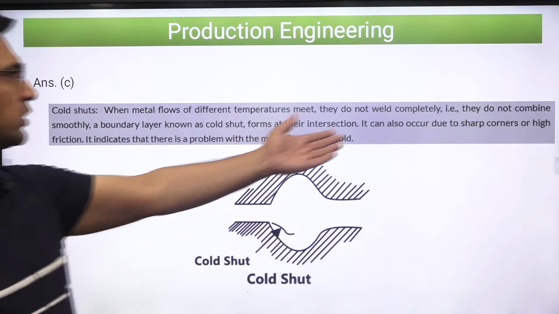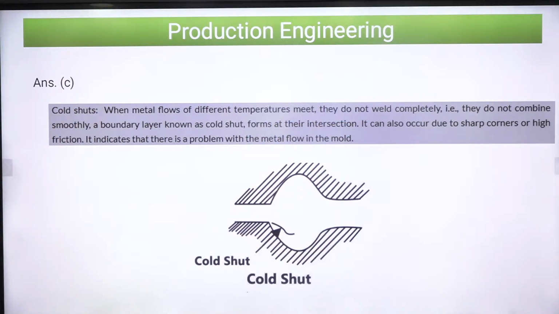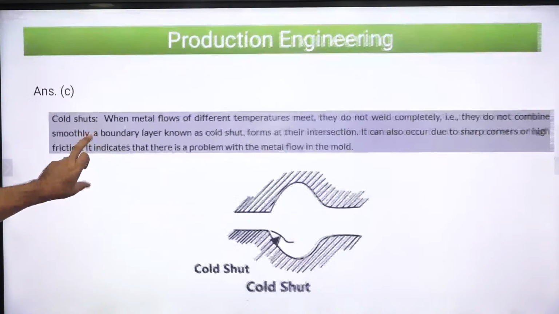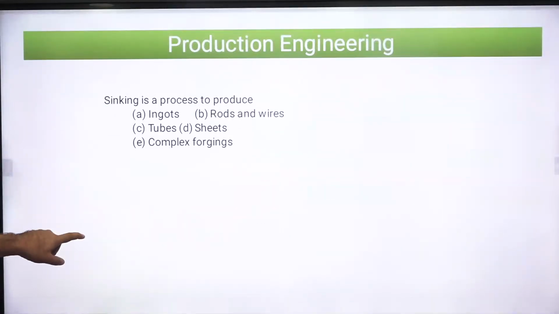So it could be there because of the sharp corners or because of high friction, whatever. There could be a number of reasons for this. So that can happen. So just try to relate it, almost have the same meaning like you have in case of casting. Let's go to this one.